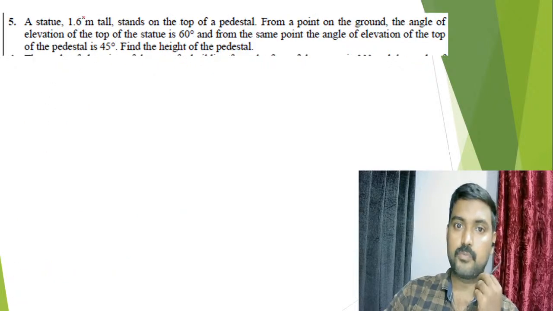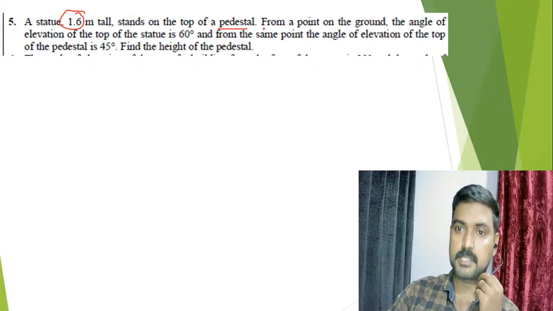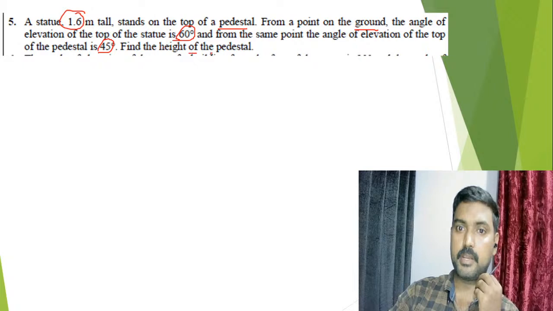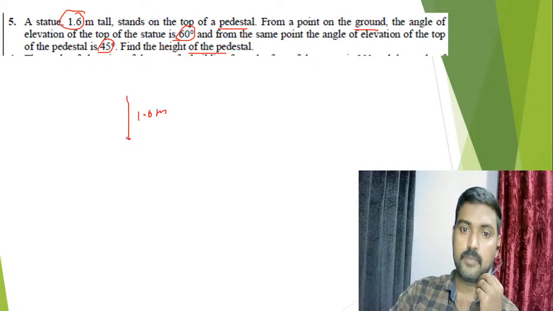A statue 1.6 meter tall stands on the top of a pedestal. From a point on the ground, the angle of elevation of the top of the statue is 60 degree, and from the same point the angle of elevation of the top of the pedestal is 45 degree. Find the height of the pedestal. We can mark vertically one statue, which is 1.6 meter tall, standing on the top of a pedestal. So one pedestal is also there.